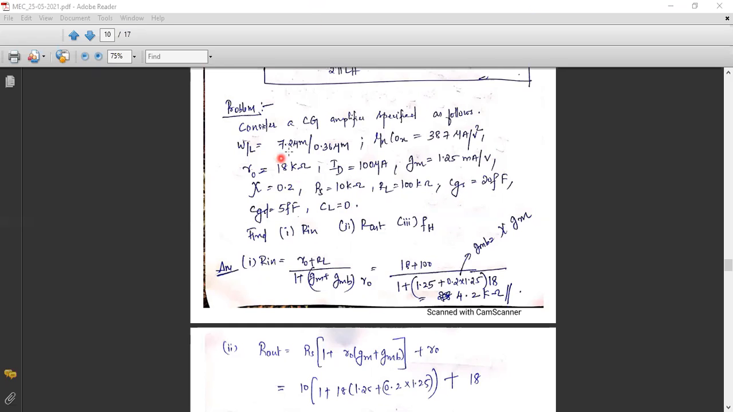And what are the parameters that you need to find out? You need to find out the input resistance, output resistance, and the high cutoff frequency FH. So is the question clear for everyone? Shall I proceed?